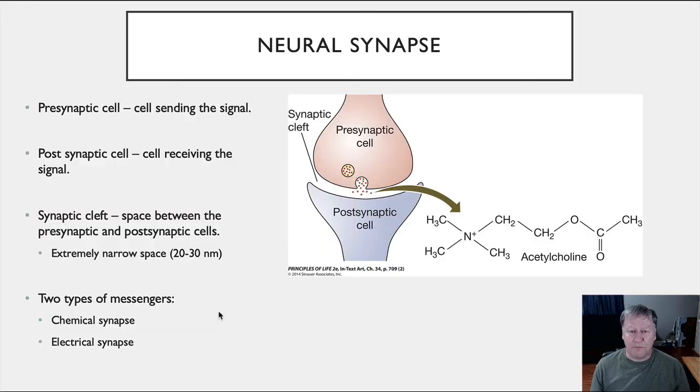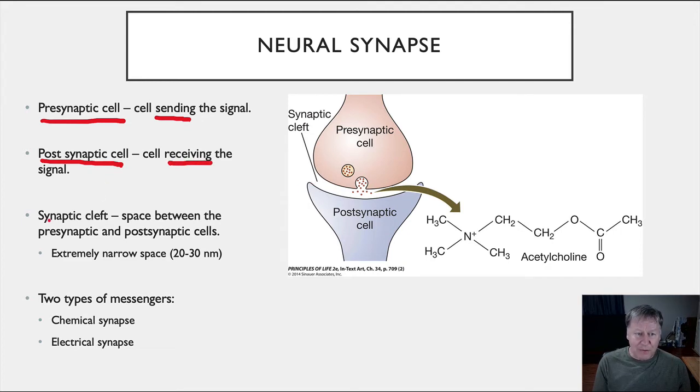The process of passing a neural message from one cell to another cell is called neural synapse, or often just synapse for short. To understand this, we need to define a couple terms. First off, we have two cells involved: the cell sending the signal and the cell receiving the signal. The presynaptic cell is the cell that is sending the signal, before the synapse. The postsynaptic cell is the cell that is receiving the signal.